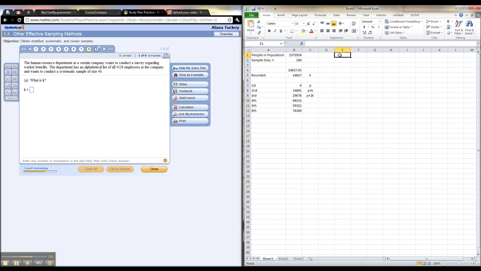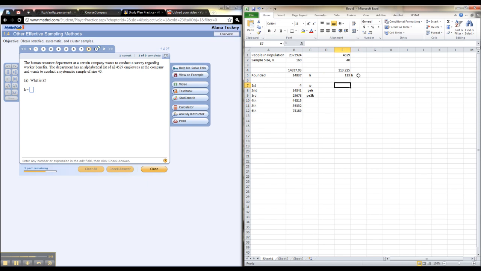You've got your population, which is 4,529. You've got your sample size, which is 40. What you want to do is take the big number and divide it by the small number, right? And then you round it to 113, and that's your K right there. Perfect. Let me bold those. So this right here is K.